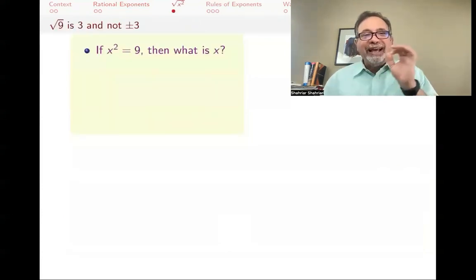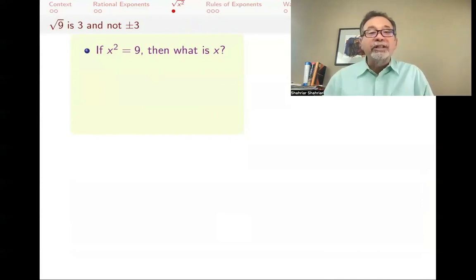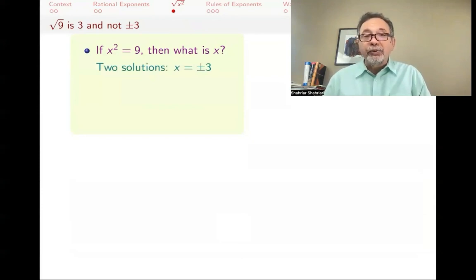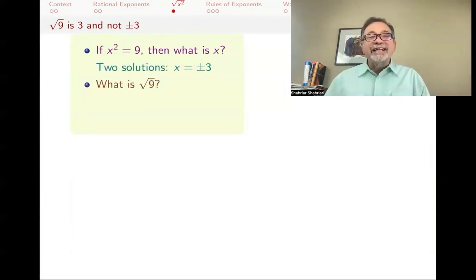Let me pause and talk about square root of x squared. If I ask you if x squared is 9, then what is x? Then you will tell me that there are 2 solutions. X is plus or minus 3. But if I ask you what's square root of 9, then what is the answer? Is the answer 3 or plus or minus 3? You might think that these 2 questions are the same, but they're not.